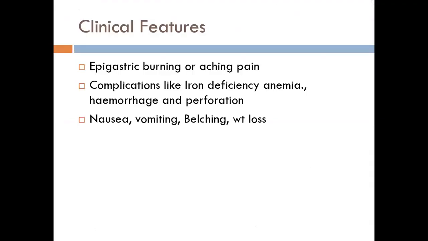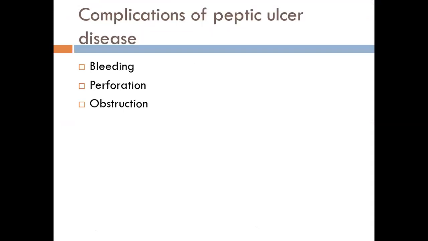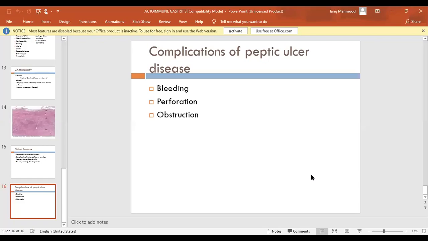So clinical features of peptic ulcer disease. These patients present with epigastric burning or aching pain, and complications like iron deficiency anemia, hemorrhage, and perforation. And they often present with nausea, vomiting, belching, or weight loss. So what are the complications of peptic ulcer disease? As I said, bleeding from an ulcer, and there may be perforation, and there may be obstruction of the duodenum. So that is about gastritis and peptic ulcer disease.